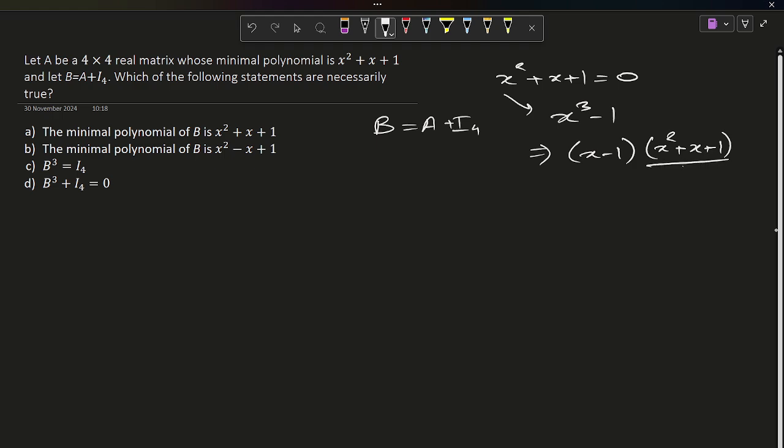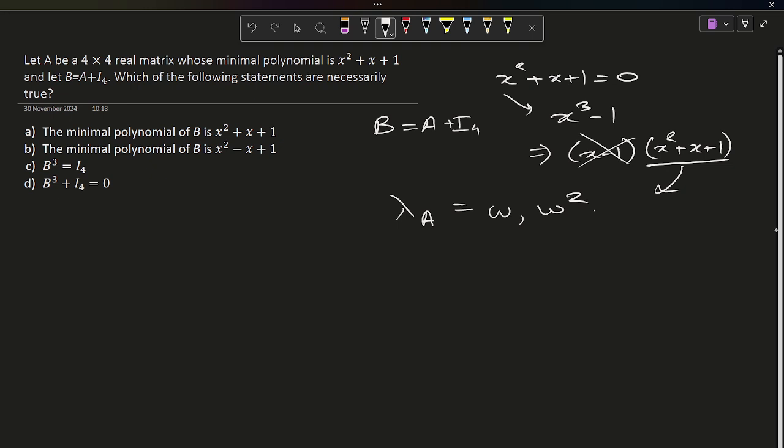When we take the cube root of 1, we get 1, omega and omega square. One case is not required here. So we got our eigenvalues, which are omega and omega square. Omega and omega square are roots of that, so they are the distinct eigenvalues of A.